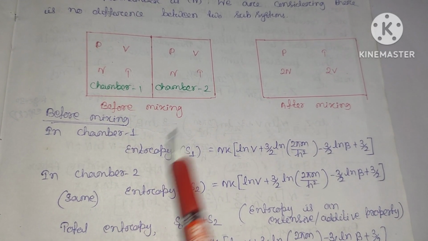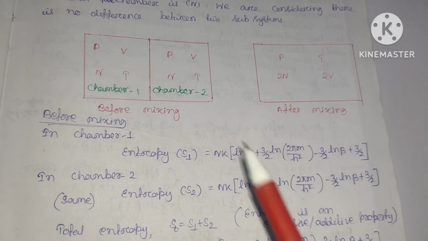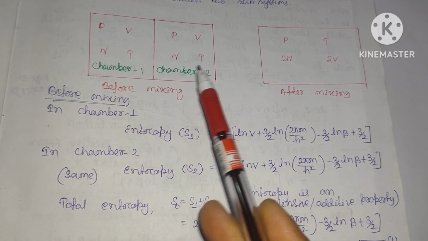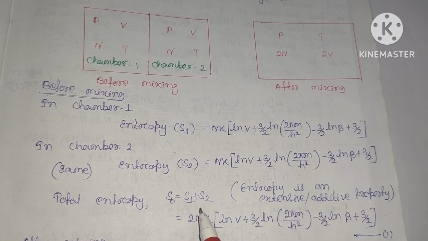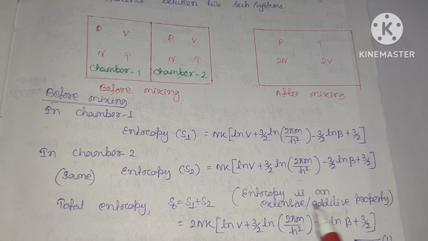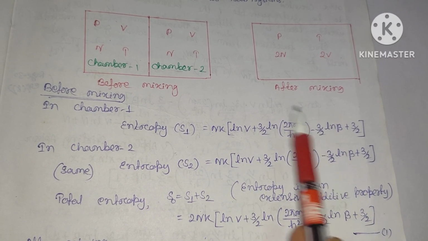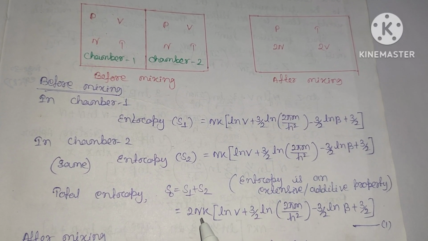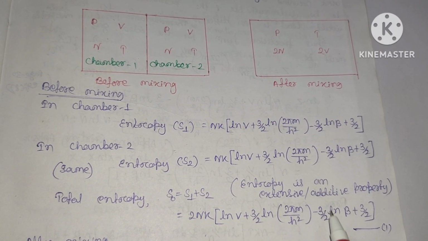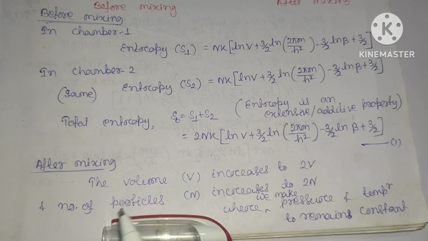Similarly, in chamber 2, the pressure, volume, temperature and number of particles are the same, so the entropy is the same. So the total entropy in this chamber will be equal to S1 plus S2. Since entropy is an extensive, or additive, property, we just add the entropies. This will be twice of Nk [ln V plus 3/2 ln (2 pi m by h square) minus 3/2 ln beta plus 3/2]. Now we'll see after mixing.